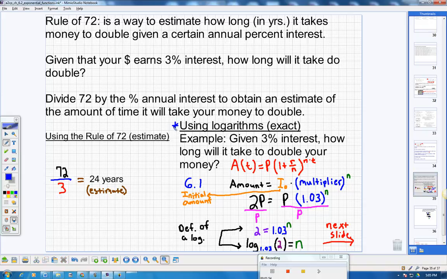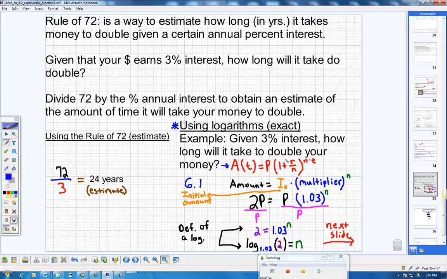In order to complete this by using logarithms, I've laid it out step by step. I'm really not going to explain it other than by saying the formula that I use to set it up. This right here is the compound interest formula. A with respect to t is equal to the principal, which is the starting value, the amount you have to invest, multiplied by the quantity 1 plus r divided by n, raised to the n times t.